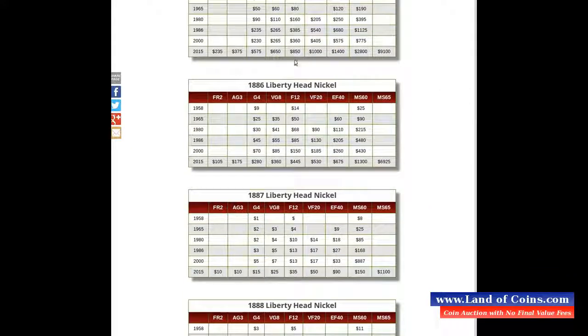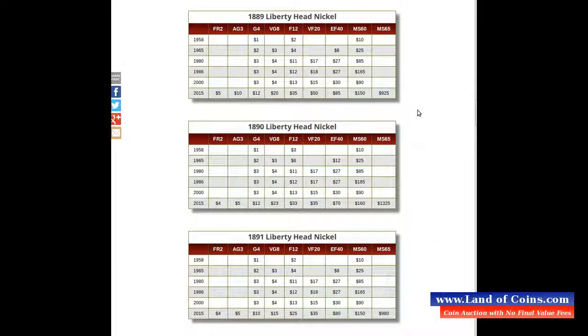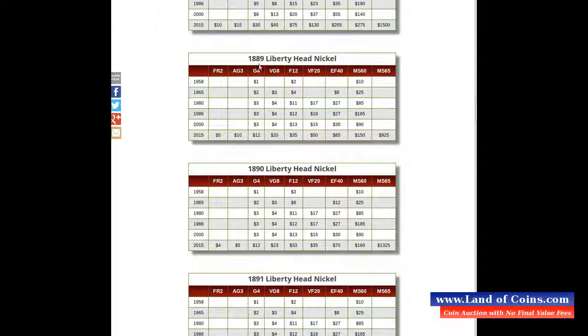Okay, 1886. No, not that one. That was the wrong one. Let's go to, okay, here you go. The 1889 Liberty Head nickel. If you look at the mint state coins, you can see a little jump here.